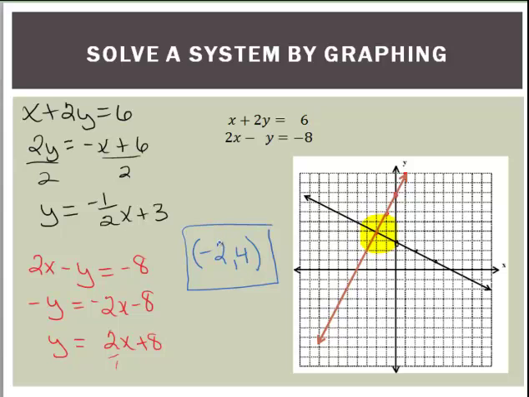Now to check this, you just take negative 2 for x, 4 for y, and substitute them back into both of these equations. If you put it into the first equation, you get negative 2 plus 2 times 4 equals 6. Well, 2 times 4 is 8. Negative 2 plus 8 is 6, so that one works. Now let's try the other one. 2 times negative 2 minus 4 equals negative 8. 2 times negative 2 is negative 4, and negative 4 minus 4 is negative 8. So that one also works. So that's how you solve a system by graphing.